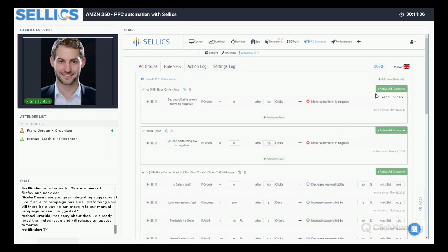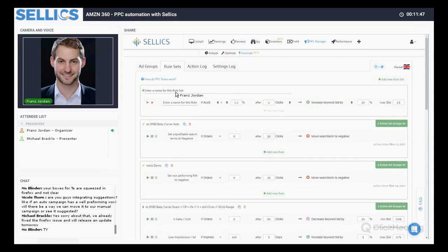Okay, so this I think is a very simple example. Let me give you another example for a manual campaign. Again, we create a new rule set, this time for a manual campaign. In this case, it's 002 demo. We're going to give it a name, lower bid for bad ACOS. So that's the name of our rule. The name of the rule just makes it easier for you to understand what the rule is doing.